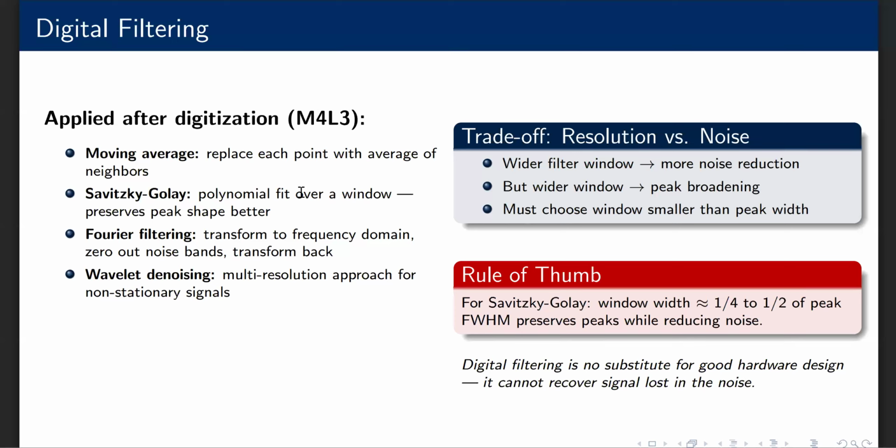Wavelet denoising is even more sophisticated. The key trade-off here is that a wider window gives more noise reduction but broadens peaks. The rule of thumb is that the Savitzky-Golay window should be about a quarter to a half of the peak full width at half maximum. That balances noise reduction against resolution preservation. And the critical caveat is that digital filtering is no substitute for good hardware. Once signal is lost to noise, no algorithm can fix it.